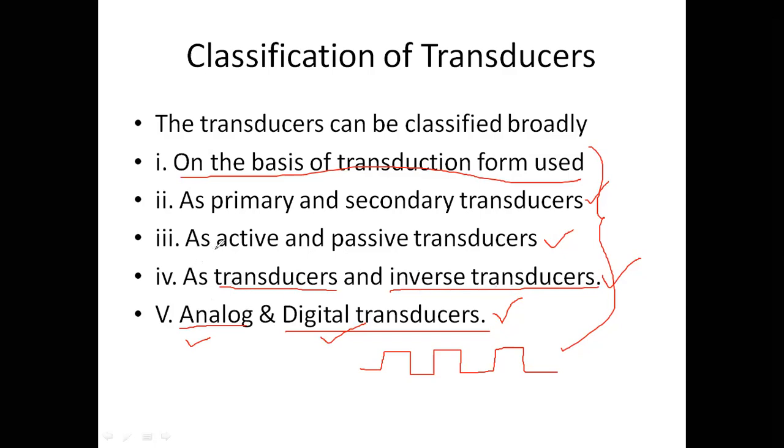Now, active and passive transducers. An active transducer is a device which doesn't need any external power supply for its working. On the contrary, a passive transducer is a transducer which needs an external power supply for its working.